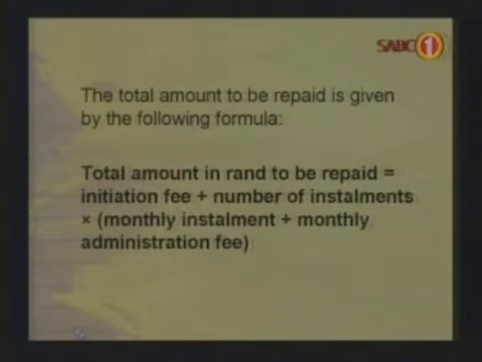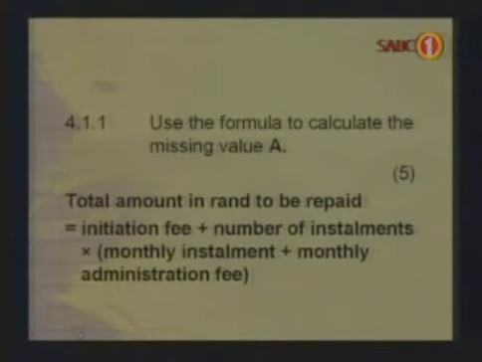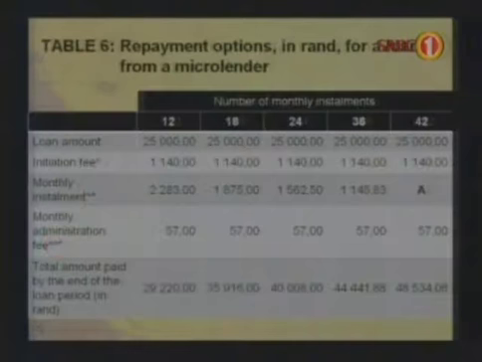The total amount to be repaid is given by the following formula. Total amount in Rand to be repaid is your initiation fee added to your number of installments multiplied by the sum of your monthly installment and the administration fee. They want us to use the formula to calculate the missing value A. So we need to look at our table and see where A is. Here A is over here.